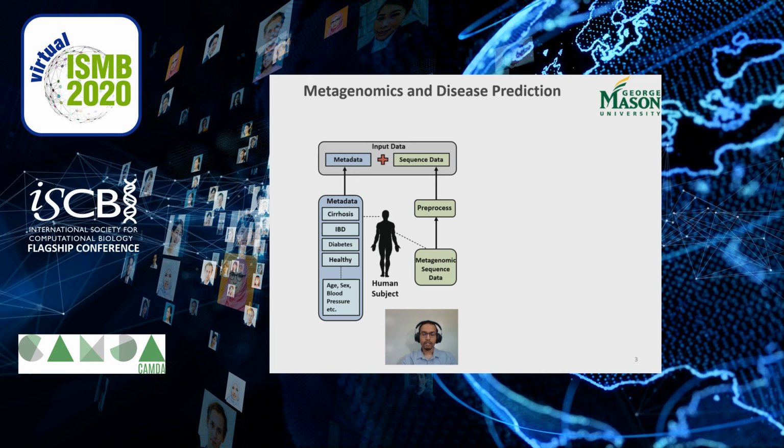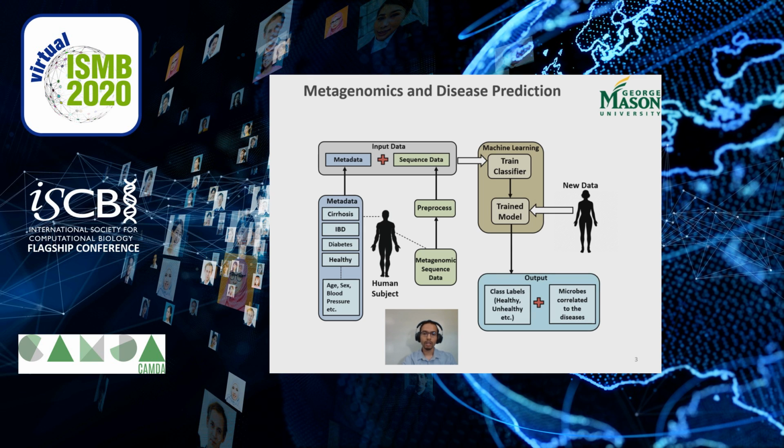All this data works as input data to a machine learning unit. So we train a classifier, and if we give new data, our expectation is that the trained model should be able to predict what is the class label of the person, whether the person is healthy or unhealthy. We also want to predict which microbes are likely to be correlated with the disease. So that is the interpretation part.